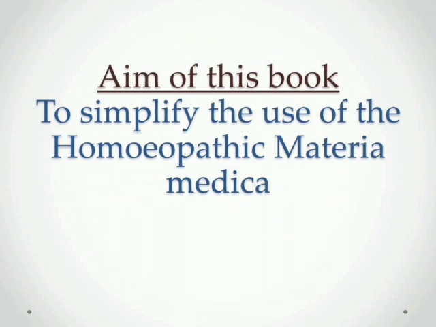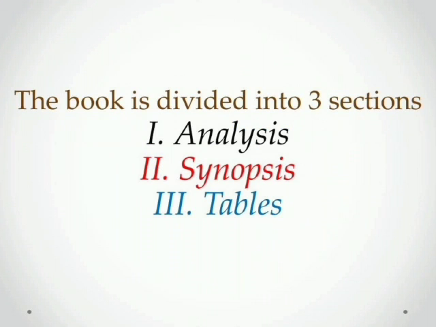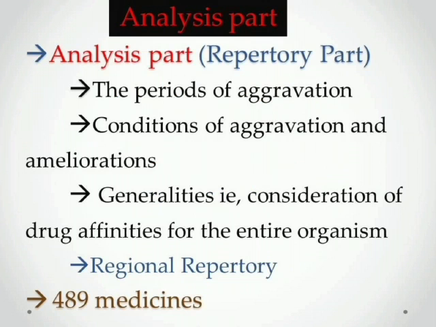Aim of this book is to simplify the use of homeopathic materia medica. The book is divided into three sections: analysis, synopsis and tables. The analysis part, or repertory part, has the period of aggravation, conditions of aggravation and amelioration, generalities, that is consideration of drug affinities for the entire organism, regional repertory, and it has 489 medicines.